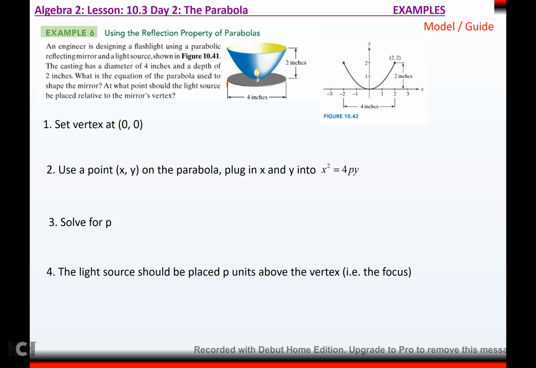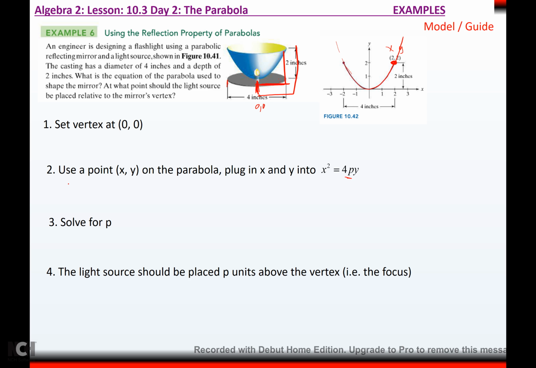Okay, well, first of all, if this is 4 inches, then if you cut this in half and you call this 0, 0, then from 0 out to this point would be half of 4, which would be 2, right? And 2 inches tall would put a point on the parabola at 2, 2. We now have an xy coordinate that falls on this parabolic path created by this flashlight. So we can use that to solve and figure out what p is.